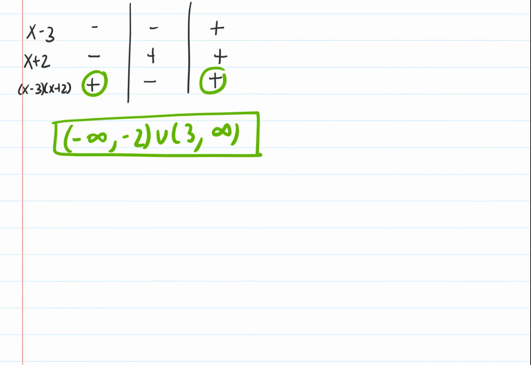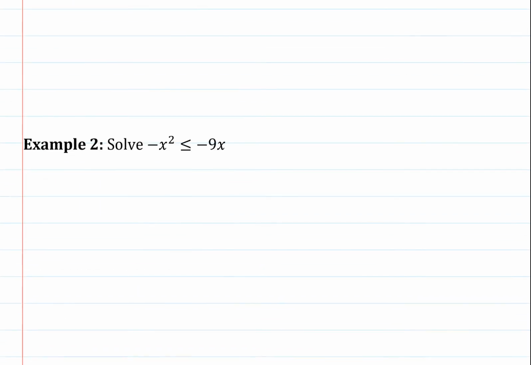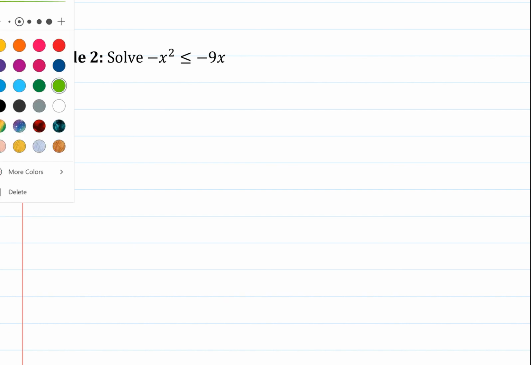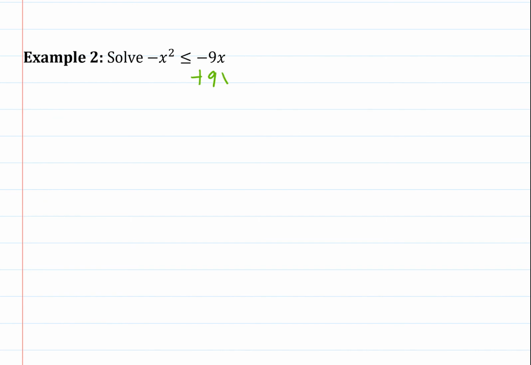Let's take a look at one more example. Let's solve this inequality: negative x squared is less than or equal to negative 9x. Again, we're going to solve it two different ways just to get a little bit of practice. Okay, we're going to set it equal to 0 on one side. Negative x squared plus 9x is less than or equal to 0.